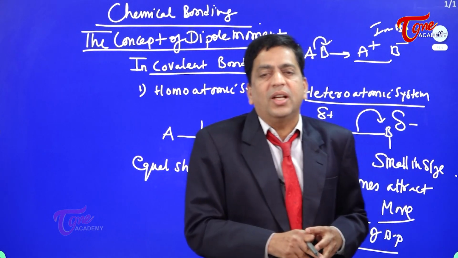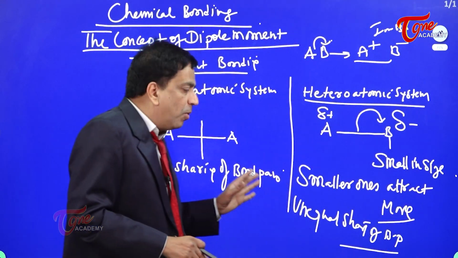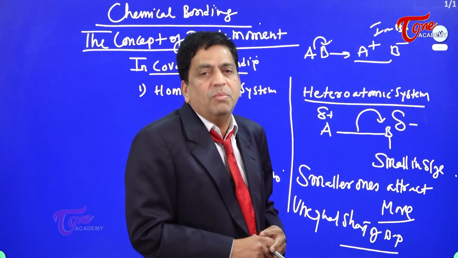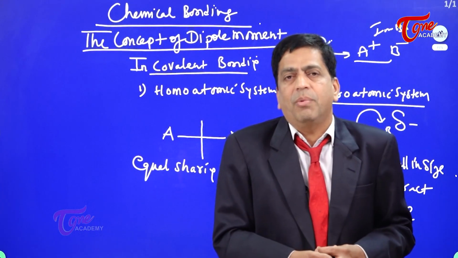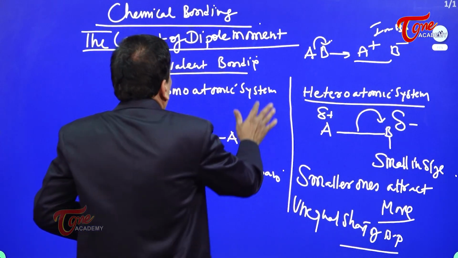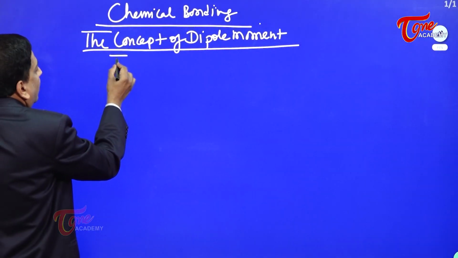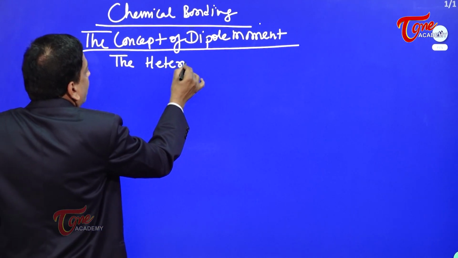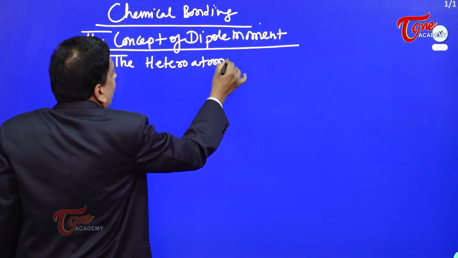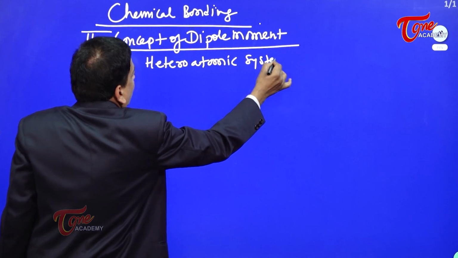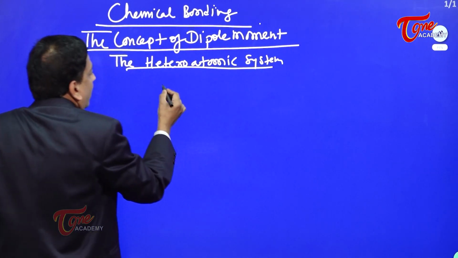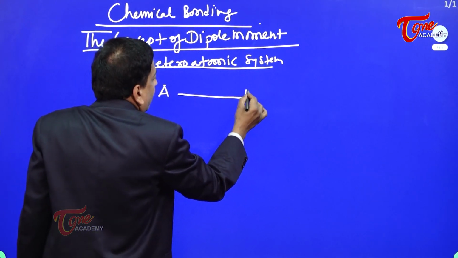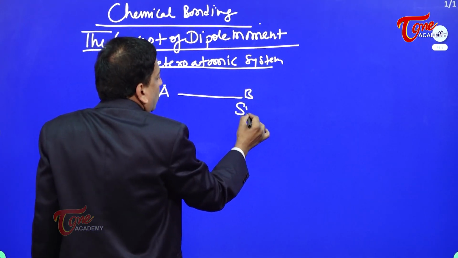What is there to measure? Let us now ignore the homoatomic system. It's like a story, and let's take up heteroatomic system and then see what exactly is the dipole moment. Look here, watch. The heteroatomic system. This is what we were discussing. Let there be a bond between A and B. Let B be smaller in size.